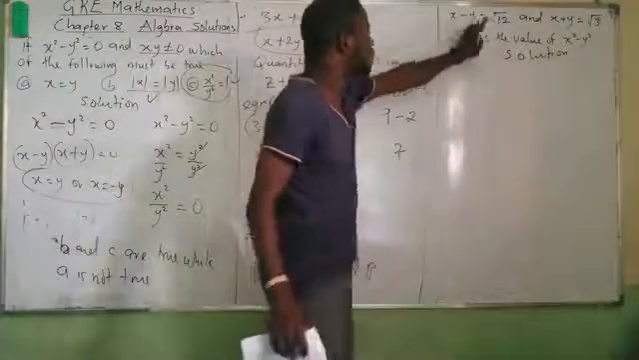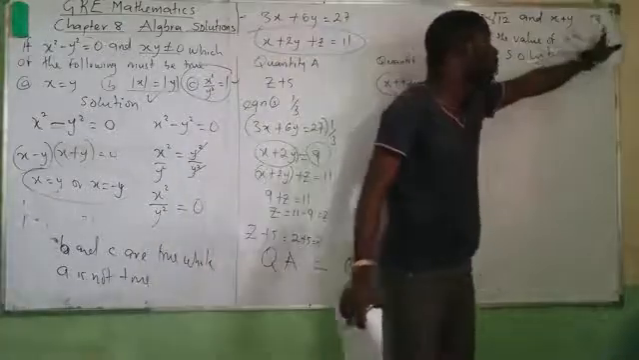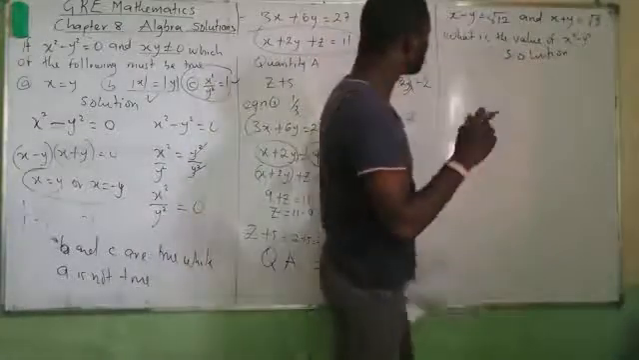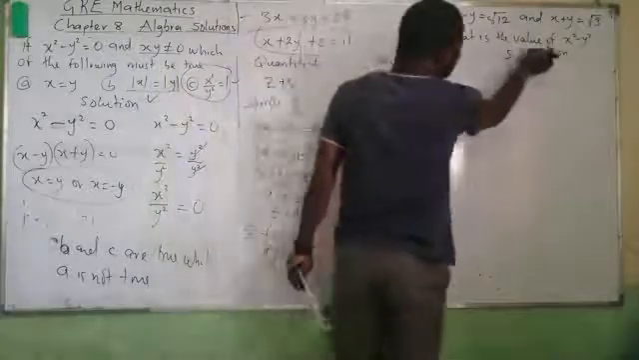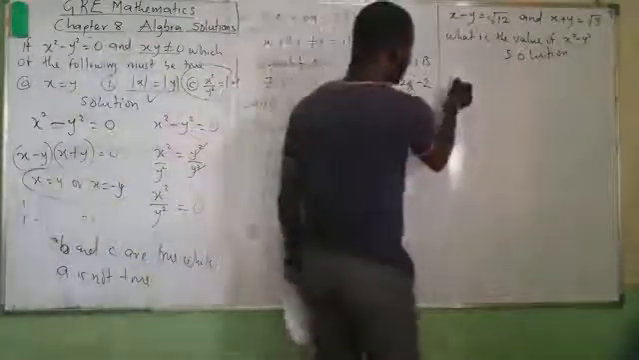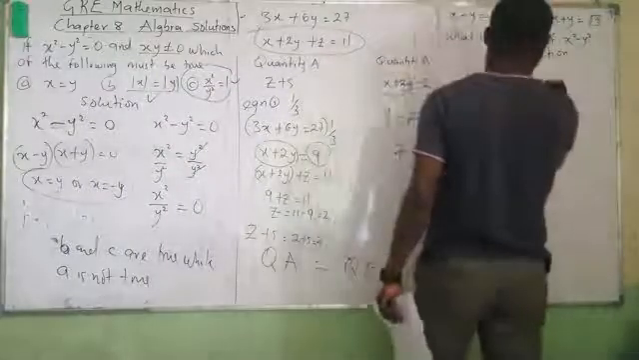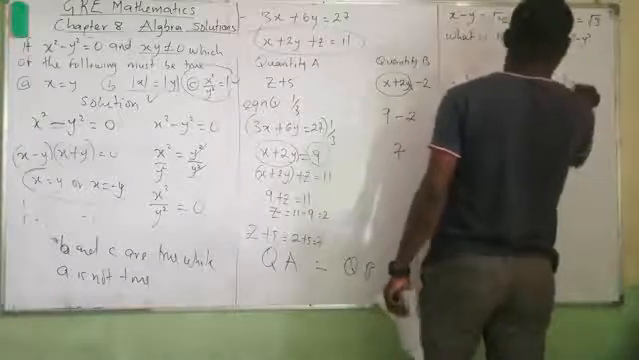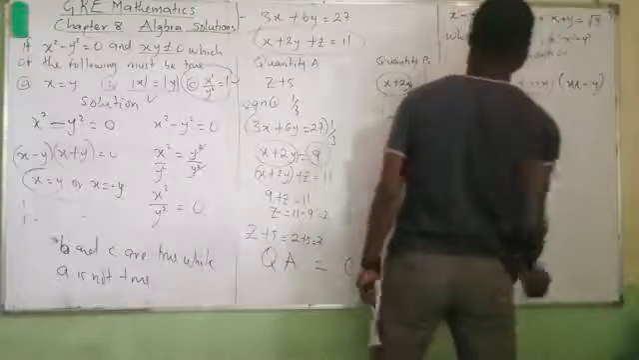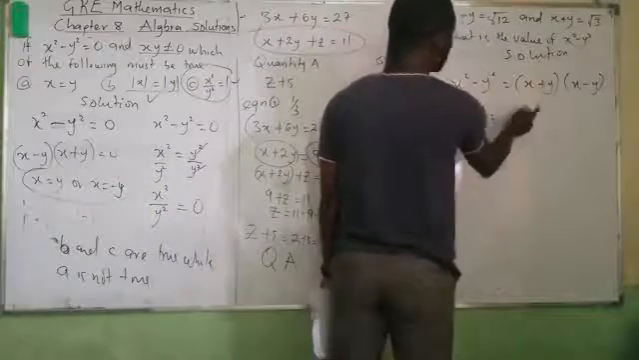My x minus y equals root of 12, and x plus y equals root of 3. Now, how do I solve this? What is the value of x squared minus y squared? Don't forget, x squared minus y squared is also known as (x plus y) times (x minus y).